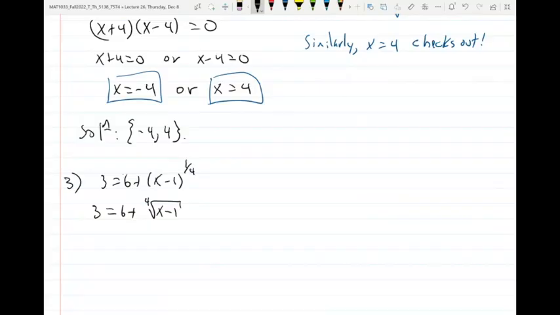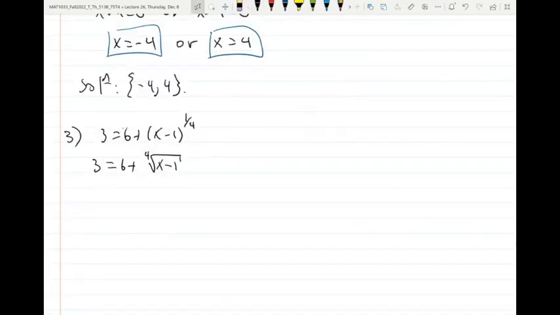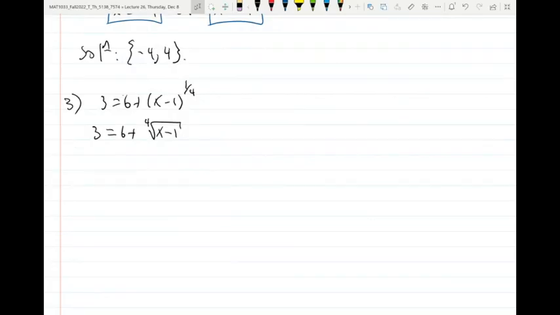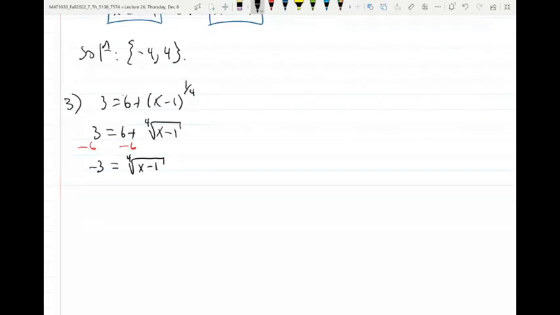We talked about this last week, how to understand rational exponents. Remember, the denominator is the index of your radical, okay? And the numerator is the power of the radical stuff inside. All right. So let's see. What should be the first step here? What do we do? Before that, what do we need to do? We need to leave the radical alone. So we move the 6 over. So subtract or add? We subtract. So we do minus 6. So we end up with negative 3 equals the 4th root of x minus 1.